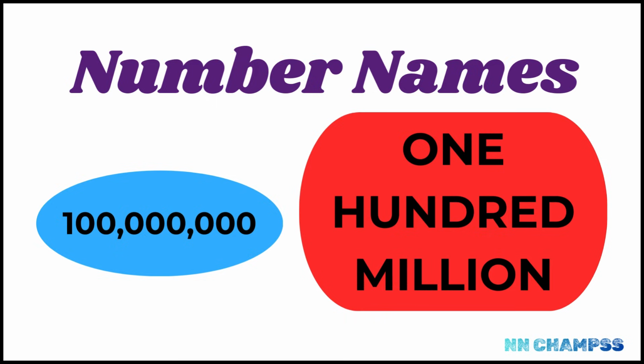If I add 8 zeros, then the number name is 100 million. O N E, 1, H U N D R E D, 100, M I L L I O N, million, 100 million.